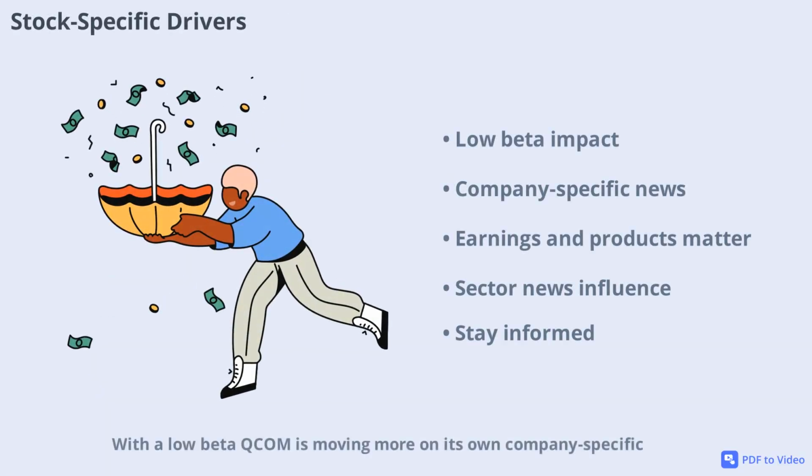With a low beta, QCOM is moving more on its own company-specific news and less in sync with the broader market. This means that earnings reports, product launches, or sector news can have an outsized impact on the stock's price. Investors should stay informed about company developments to anticipate potential catalysts.